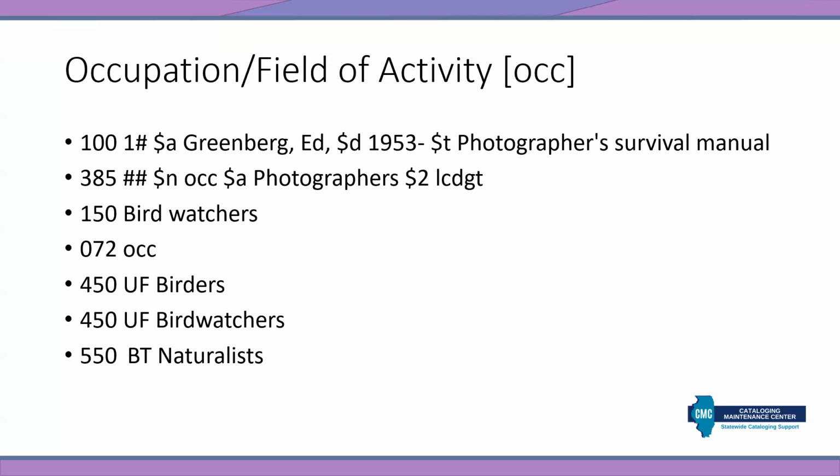We can see in the first example, we have Greenberg, Ed in the 100 with his birth year in the subfield D, and then in subfield T, we have the title Photographer Survival Manual, and then that is paired with the 385 in the subfield N OCC telling us this is an occupation, and the term is photographers, and that's in subfield A. And then the second example, we have 150, the bird watcher, so that's the term that you're going to use. And the 072 tells us this is an occupation. And then we have two used for references. We've got birders and bird watchers. So you don't use those terms, you use bird watchers as two words. And then there's also a broader term in the 550 of naturalists.